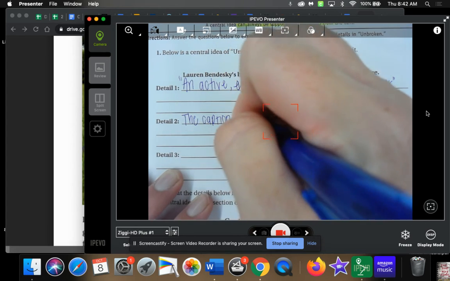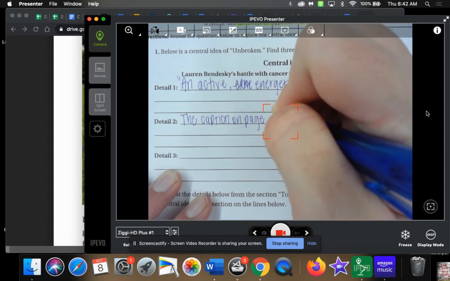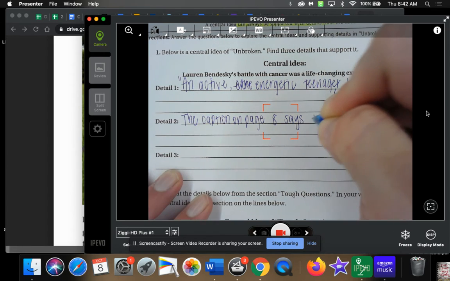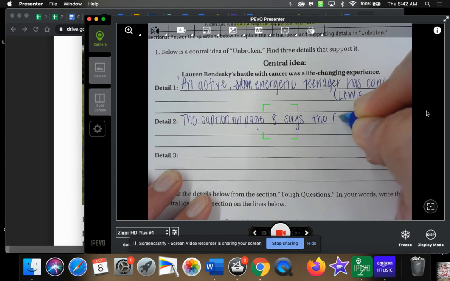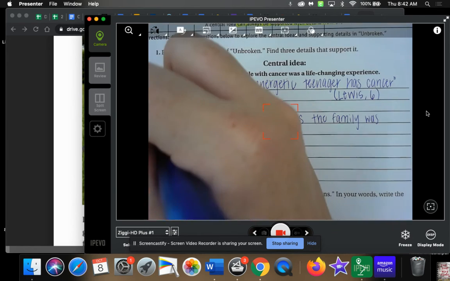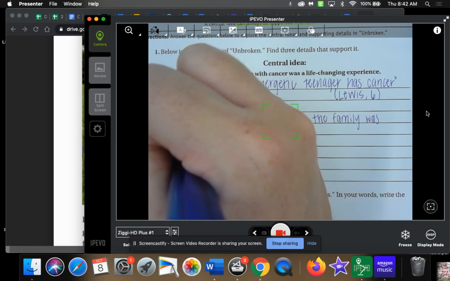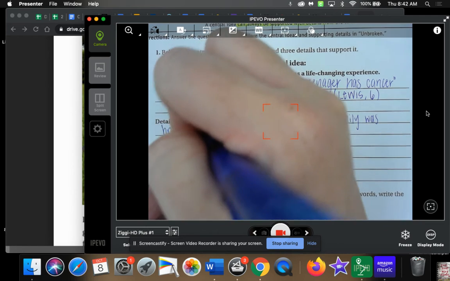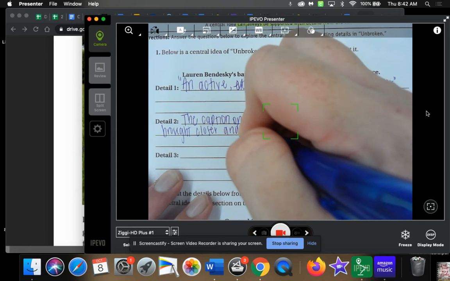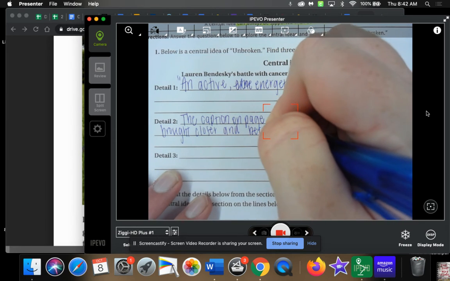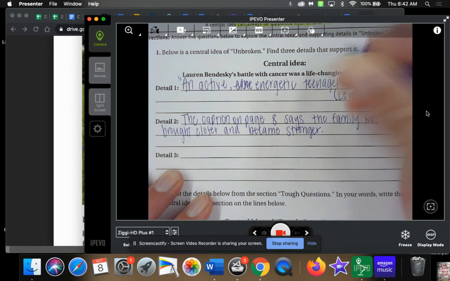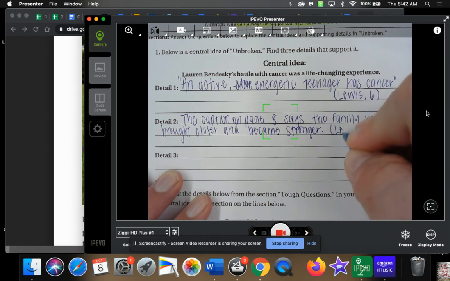on page 8 says the family was brought closer and became stronger, right? And we can put Lewis there too, even though we already have the page number at the beginning.